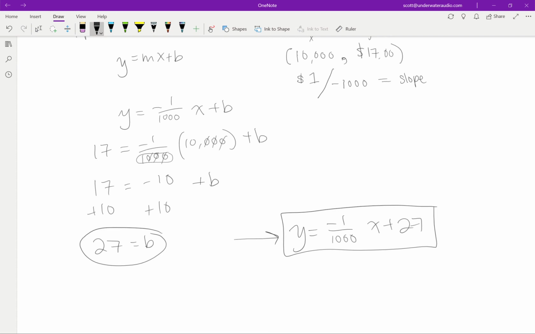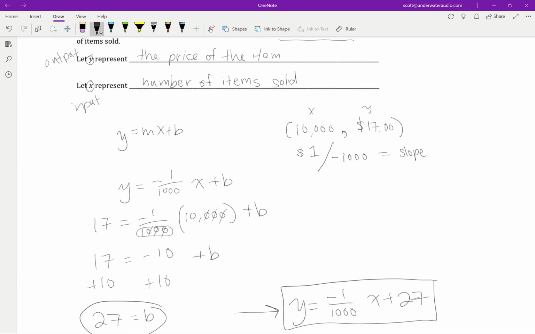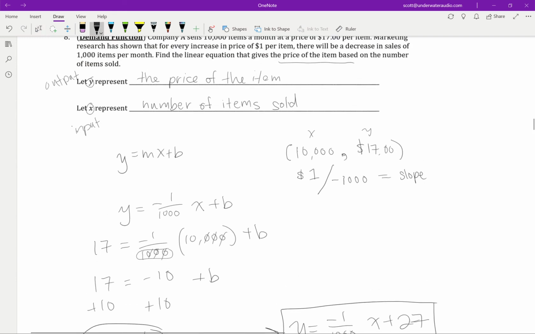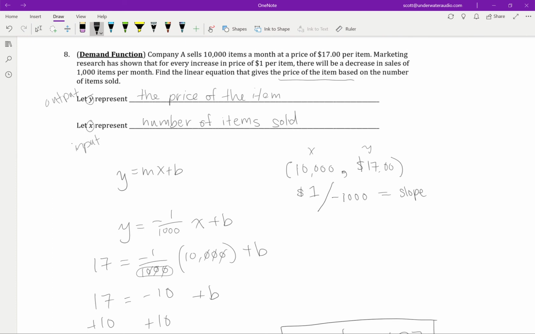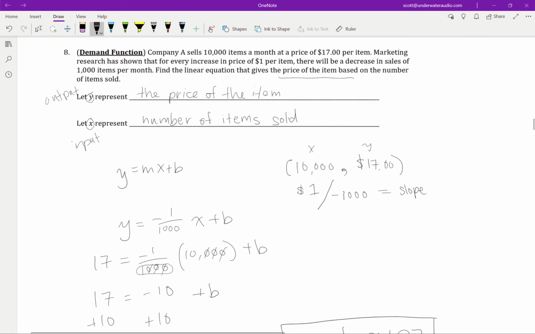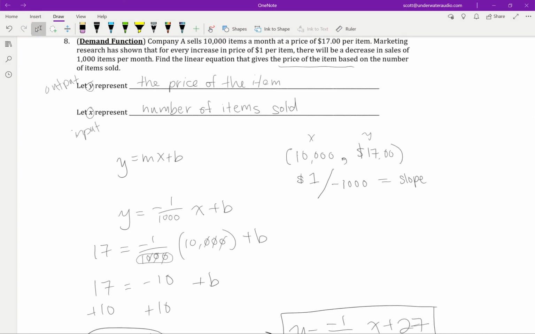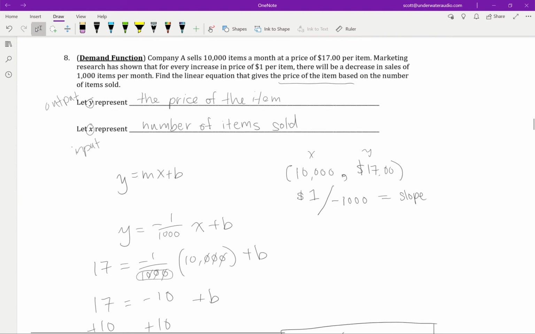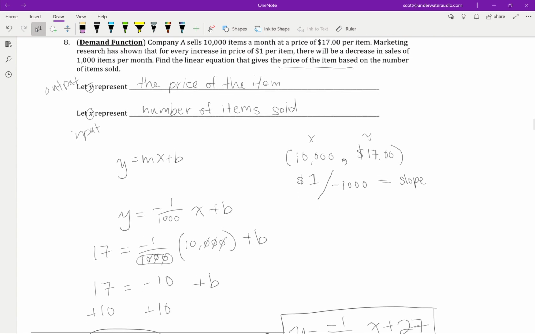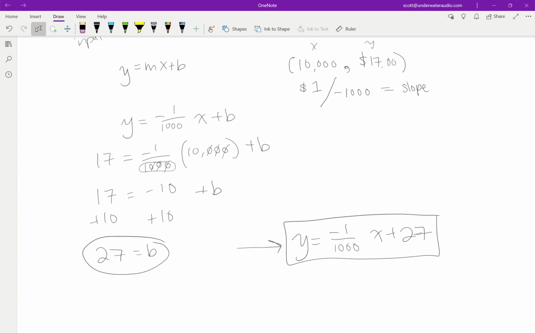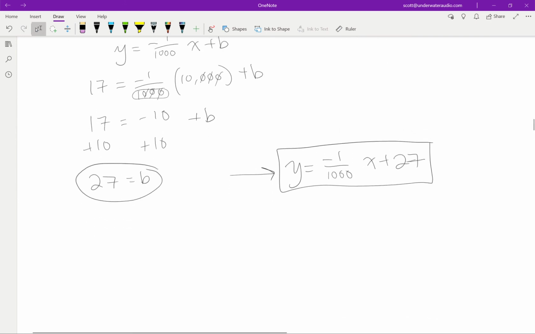So I think that's my final answer, but I actually think this might be worth thinking about what that 27 means. So 27 is the initial value. So I think that would mean that if no items were sold, that they would have priced the item at $27. Kind of interesting. Yeah, let's write that down because I think that's kind of cool.